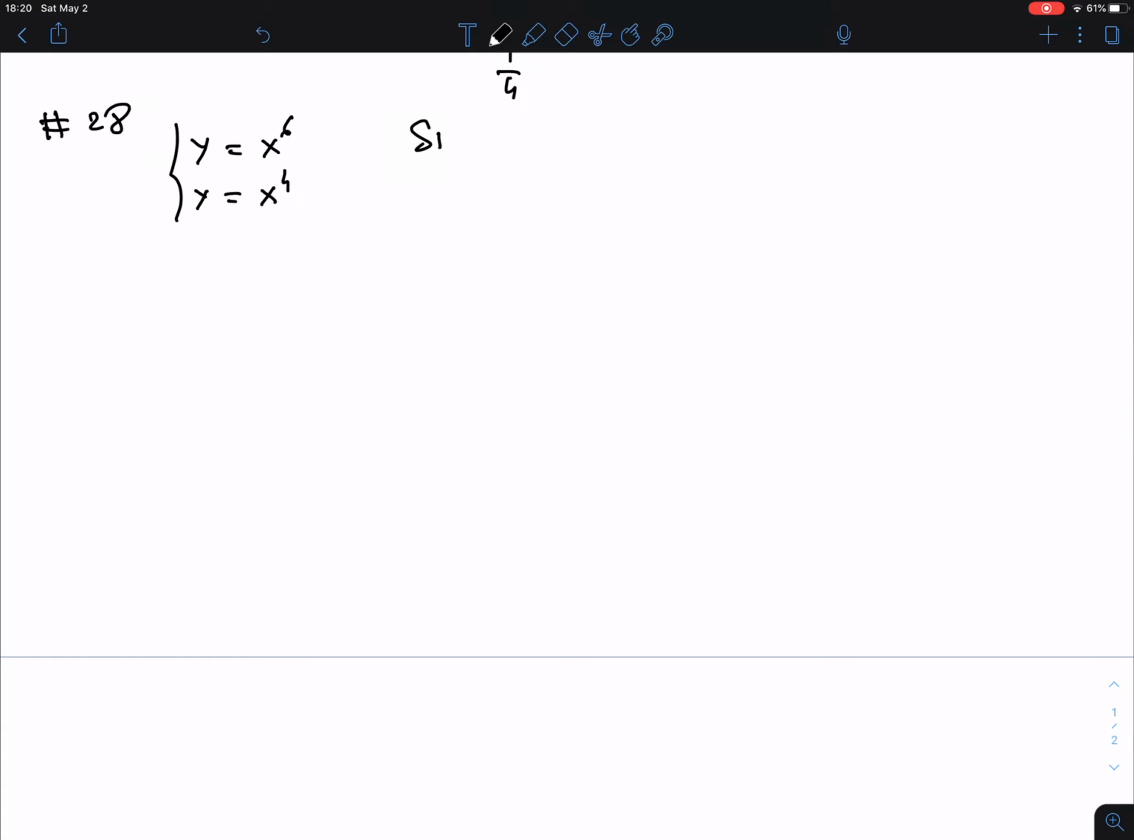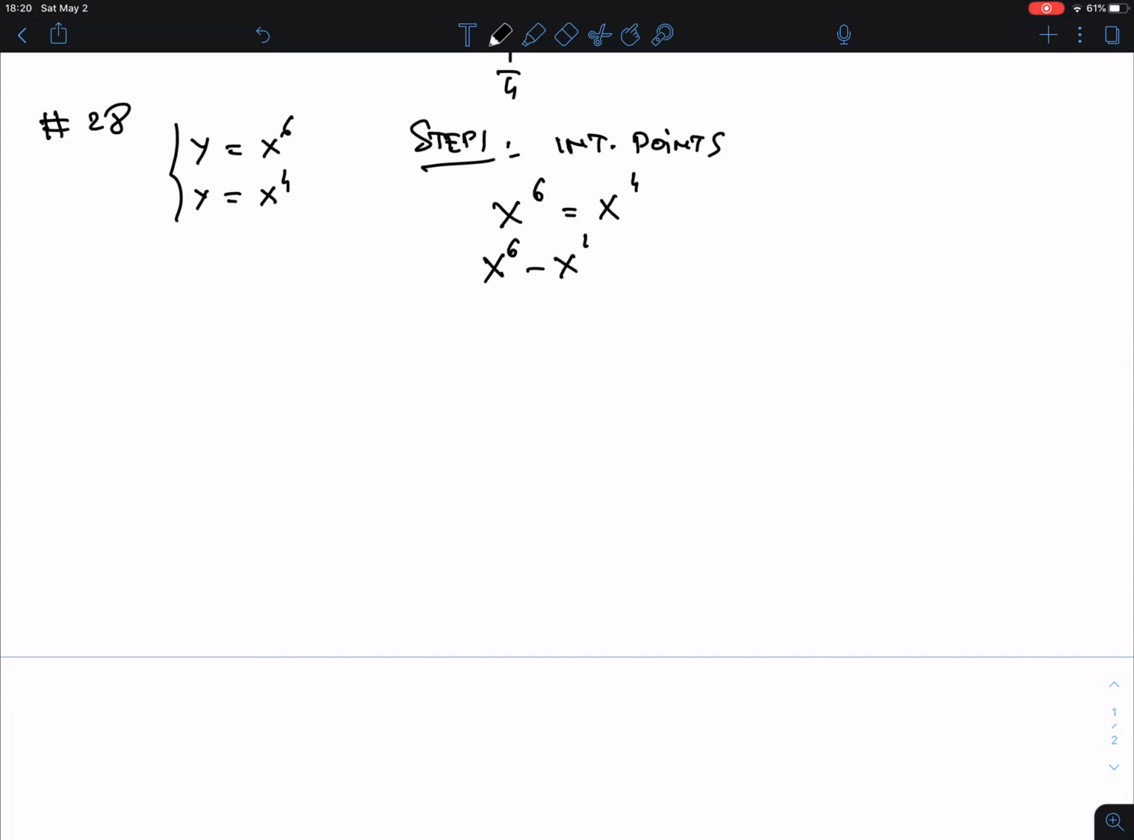So step 1, where are the intersection points? Let me write down what it is. Step 1 is intersection points. So x to the 6th equals x to the 4th. Be careful. You might have the temptation to cancel out x to the 4th. But then you forget that x equals 0 is a possibility, in which case you could not cancel, right? So never do that. Try to always factor.